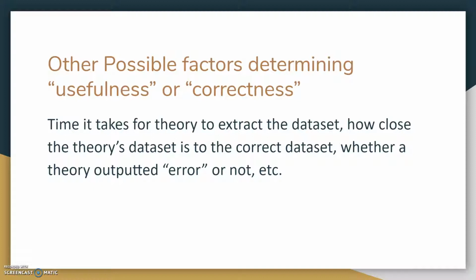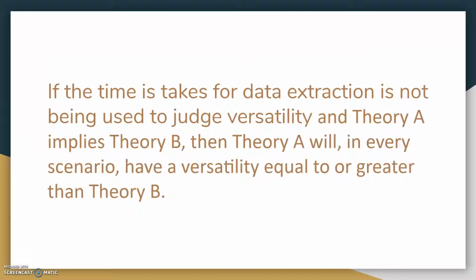The only important thing is that when the versatility of multiple theories is compared, they must be judged by the same standards. When each of these definitions is applied, certain patterns will emerge. For example, if the time it takes for data extraction is not being used to judge versatility, and theory A implies theory B, then theory A will, in every scenario, have a versatility equal to or greater than theory B. This was demonstrated in the earlier example because the standard method of multiplication implies the 11 multiplication trick.